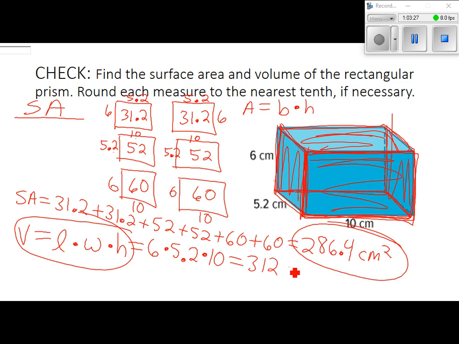Our units for volume, remember, are how many little cubes will fit inside this. It's how many little cubes it takes to fill up that box. It's always got to be cubic units. Surface area and volume.